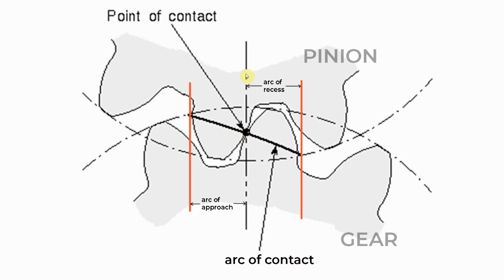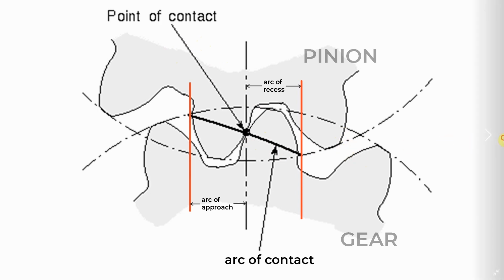Okay, now we will divide this arc of contact into two halves. The first one is called arc of approach, because the tooth of the pinion is kind of coming towards the point of contact, so we call it arc of approach. And the other half of the arc of contact we call arc of recess, because the tooth of the pinion seems to be kind of moving away from the point of contact.